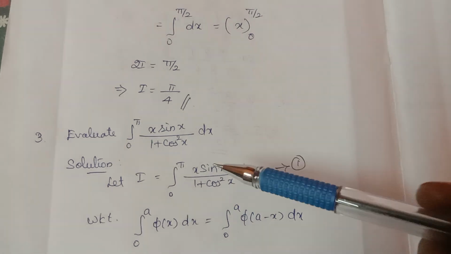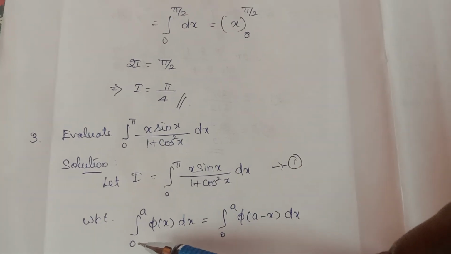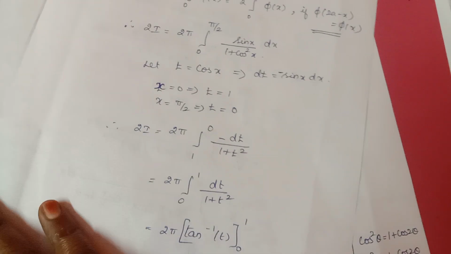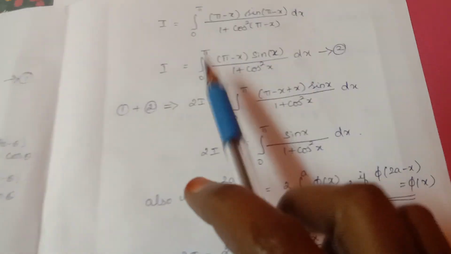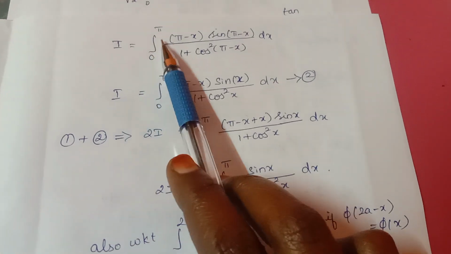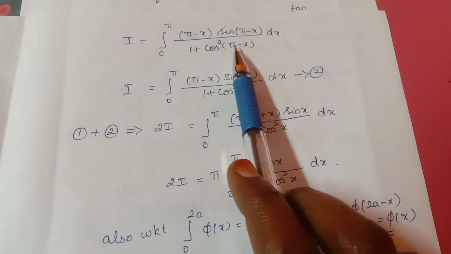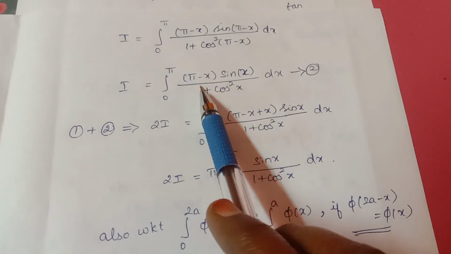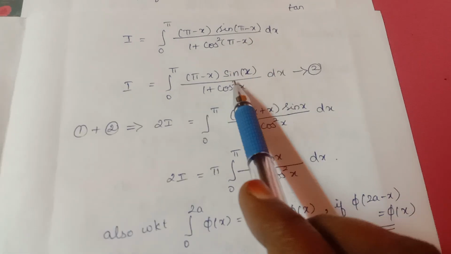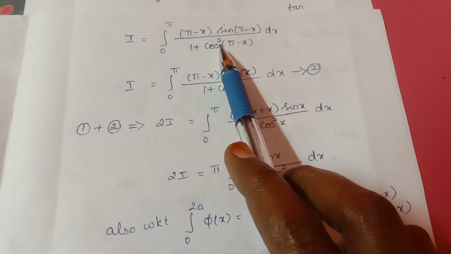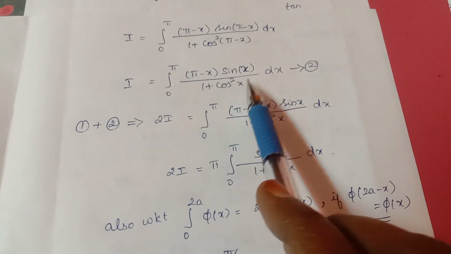Next problem: evaluate the integral 0 to pi of x sin x by 1 plus cos square x dx. Again, I am going to make use of the formula integral 0 to a of phi of x dx equals integral 0 to a of phi of a minus x dx. If you substitute, what happens? I equals integral 0 to pi of pi minus x into sin of pi minus x by 1 plus cos square of pi minus x dx. Sin of 180 minus theta is sin theta, and cos of 180 minus theta is minus cos theta, but you have the square, so it will be plus cos square x.